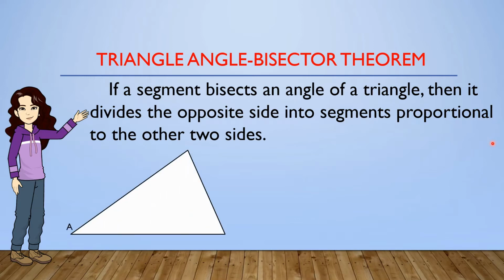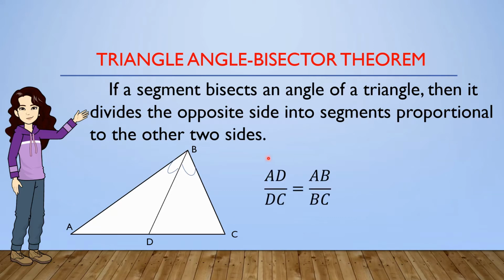So we have a triangle ABC. We have the angle bisector. Angle bisector means you divide the angle into two congruent parts. Our segment bisector is BD. Then it is said it divides the opposite side into segments proportional to the other two sides. So these are the other two sides.